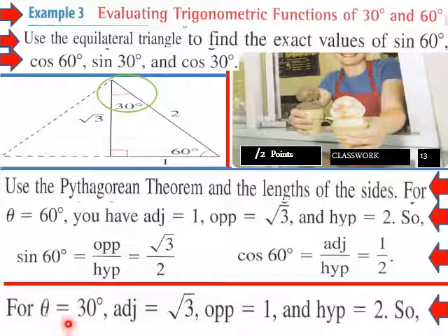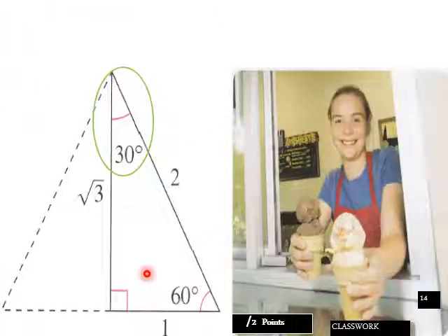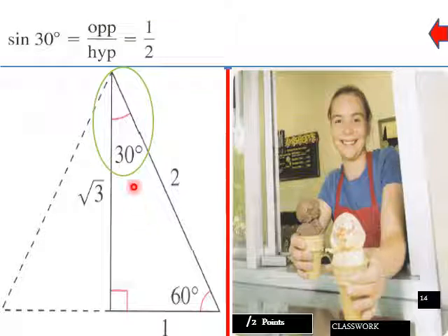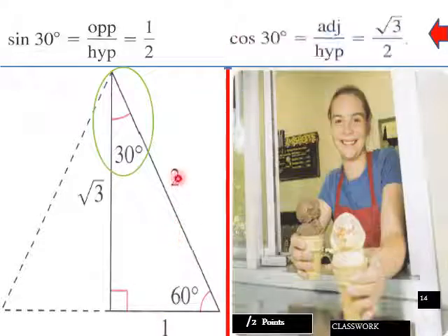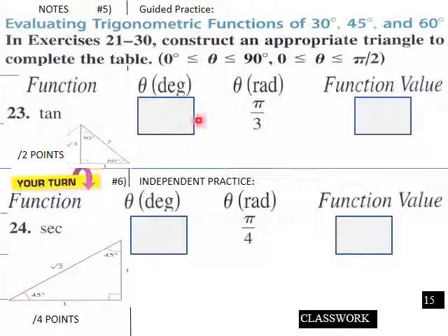And then for theta equals 30, your adjacent here in this situation will be your square root of 3 side here. And then your opposite would be 1 here. And of course your hypotenuse will still be 2. So in that situation, for a 30-degree angle, our sine 30 would be 1 over 2, so opposite over hypotenuse. And then our cosine 30 would be our adjacent, which is here, over our hypotenuse, which is 2. So that would be your function value for cosine of 30 degrees.